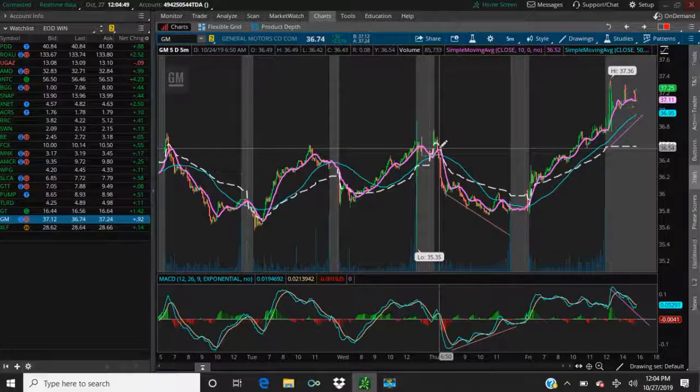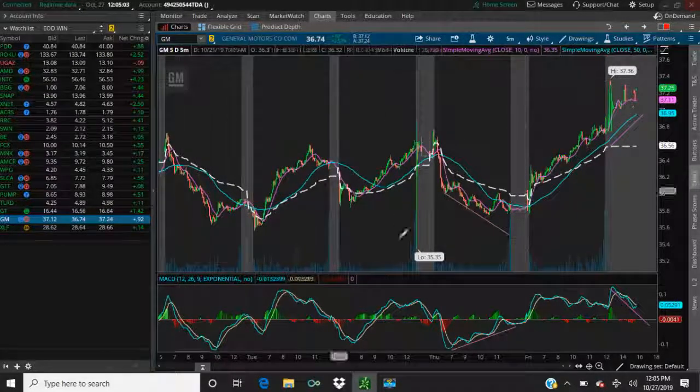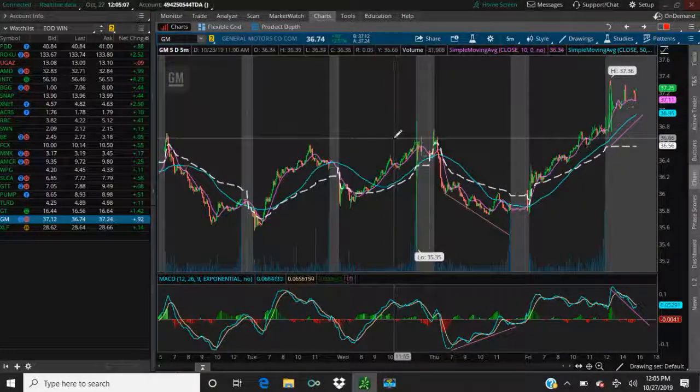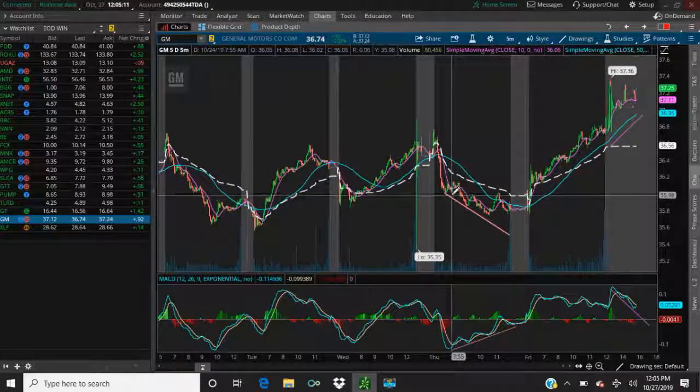Now, the third is divergence, both bearish and bullish. And it actually defies everything you think you know about the MACD. So right here, I'm looking at GM because it gave me both sets of a bullish and a bearish divergence. First off, this is the bullish divergence.